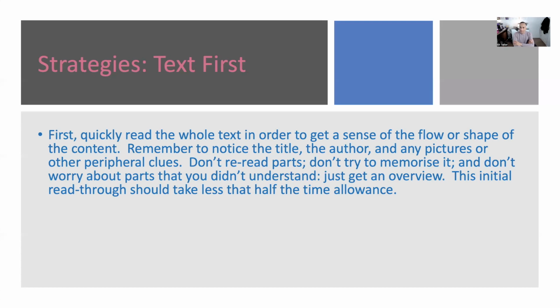Remember to notice the title, the author, and any pictures or peripheral clues. Peripheral clues are things other than the text itself. That could be the date when it was written, for example. Or that piece may have a title, but it may also give you the title of the book that this piece comes from. All of these are clues that help to give you a little context, and therefore to take a sensible interpretation. So it's not just the text, it's all the other clues. So remember to notice those things.